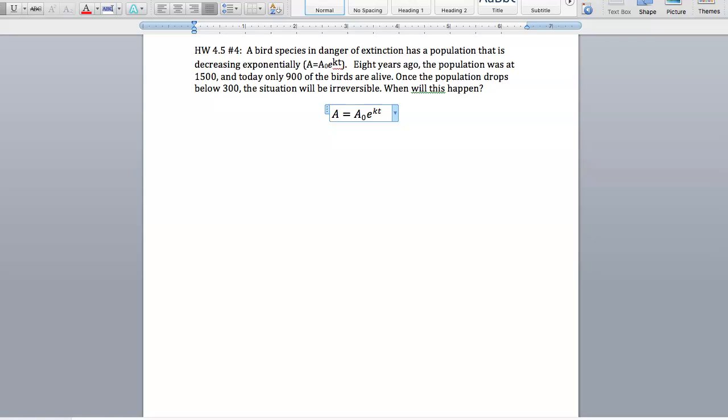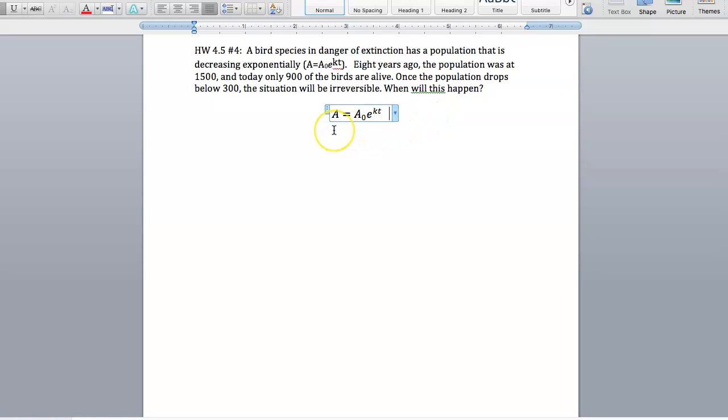We have a species of bird that's in danger of going extinct. The population is decreasing exponentially. We have a population 8 years ago, the population now, and we have the point of no return. Once the population gets below 300, we won't be able to save this species of birds and they'll go extinct. We want to know how long do we have to figure out what to do about it. When will this happen?